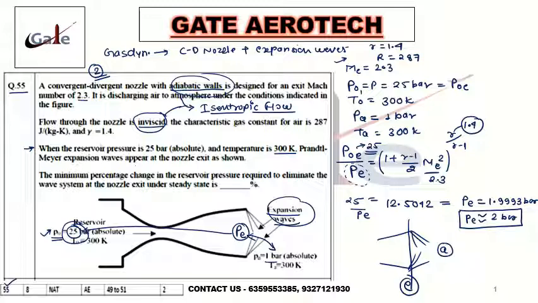Now if you see, you are getting P exit as 2 bar, and PA you have 1 bar. Now what change will I make so that I get 1 bar instead of 2 bar? I need to change the reservoir condition. So tell me, if I change the reservoir from 25 bar to 12.5 bar, if I do half of that, I will get directly 1 bar at the exit, provided your ME is still 2.3.